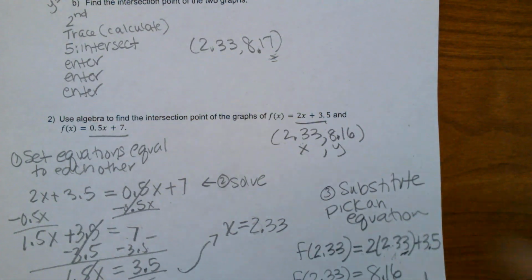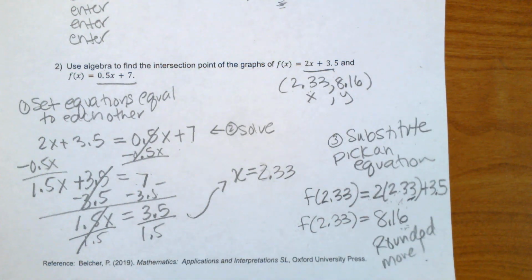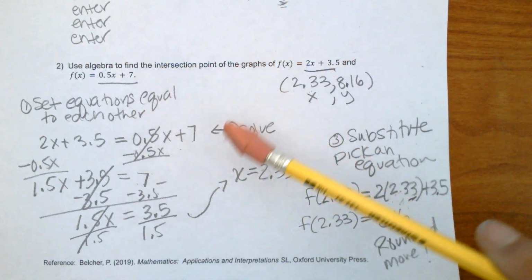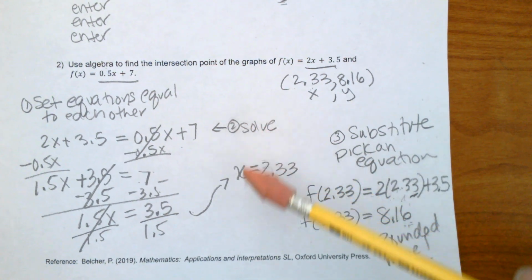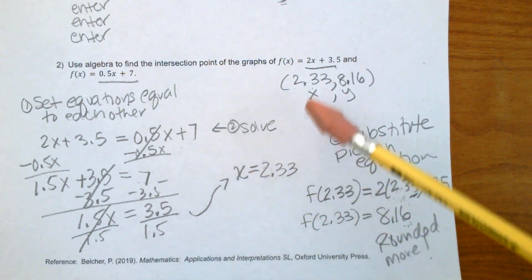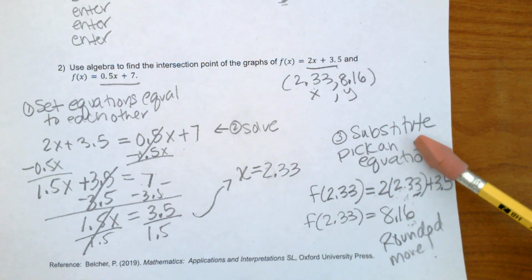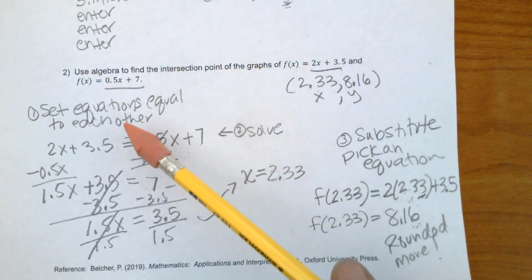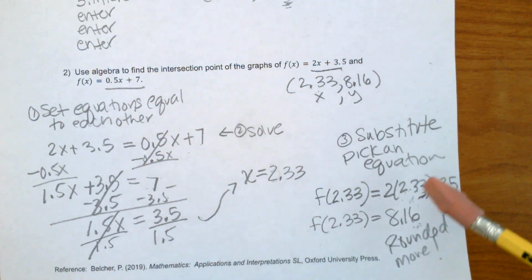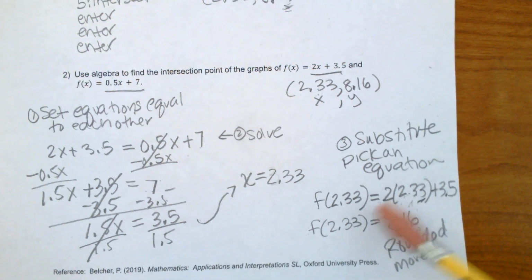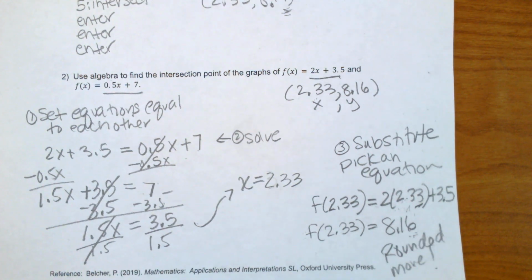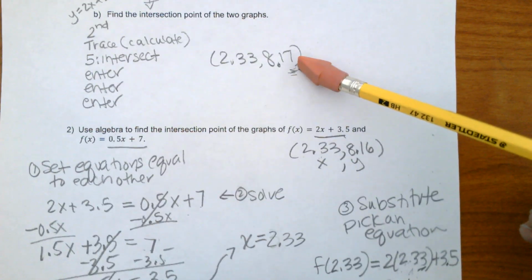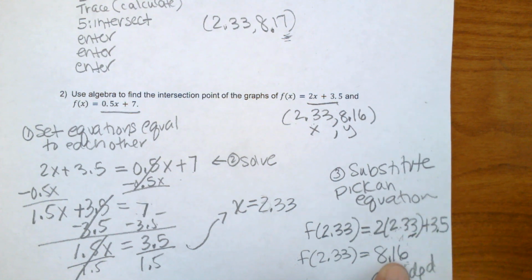We got it, and we got it using the algebra way. So first was to set the equations equal to each other. Then we needed to solve. We found our x value. Once we have x, we can substitute. We pick an equation to do that. Either one works. It doesn't matter. Either one. Just pick one. And then we put the x in, just like this. We do the math in the calculator, and we got our answer, 8.16. And this was just a little bit off, just because we rounded when we did the algebra.